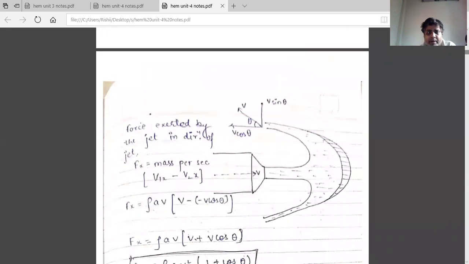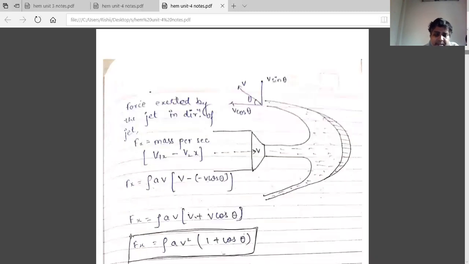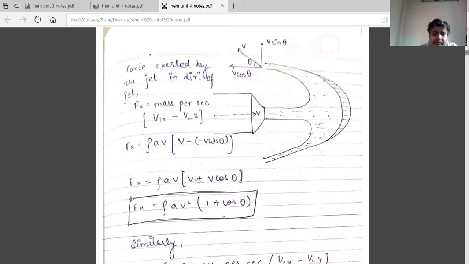Now, force exerted by the jet in the direction of jet, Fx is equal to mass per second into v1x minus v2x. That means mass per second into velocity in the direction of x at point 1, that is initial velocity minus final velocity. That means Fx is equal to rho a v into v minus v cos theta. That means Fx is equal to rho a v into v plus v cos theta. That means Fx is equal to rho a v square into 1 plus cos theta.